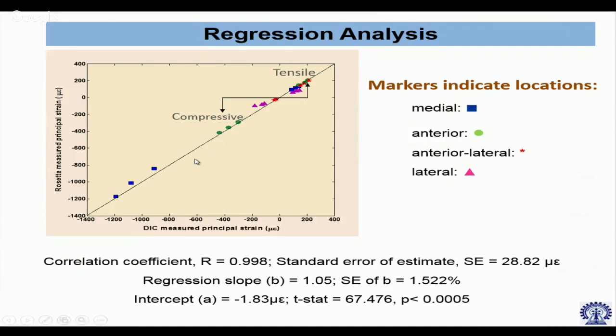We did not get too many data. This is, I think, about 24 data points, but it is mostly compressive, only a few tensile, a cluster of data in the tensile strain regions, but this is the sort of correlation that we get when we compare strain rosette measurement and DIC measurements. Very high regression slope, very close to 1. Okay, but this might be dictated by the endpoints actually.